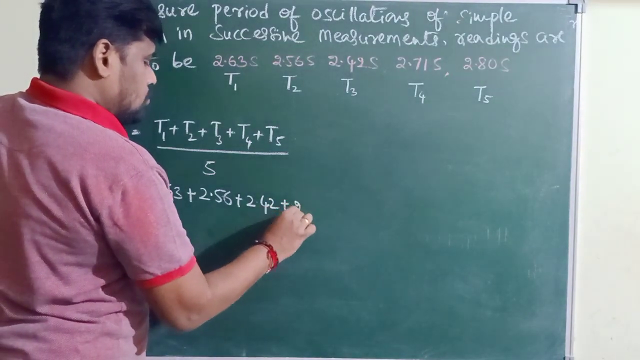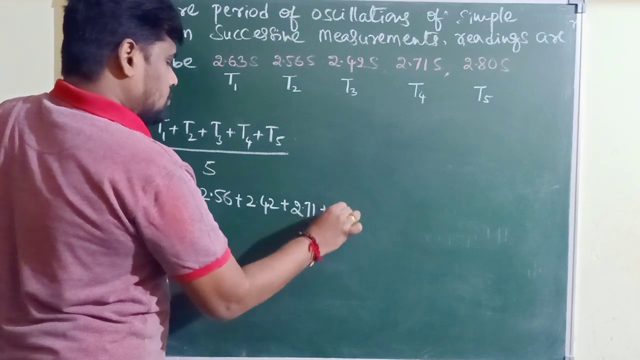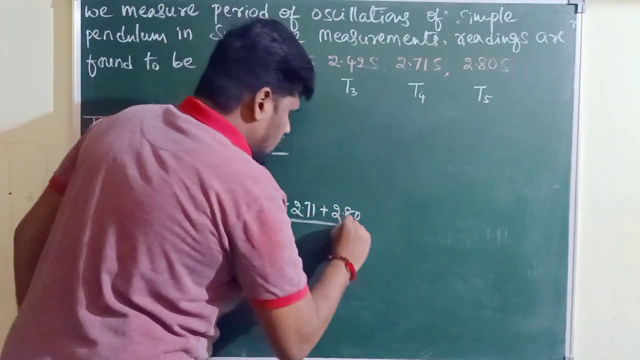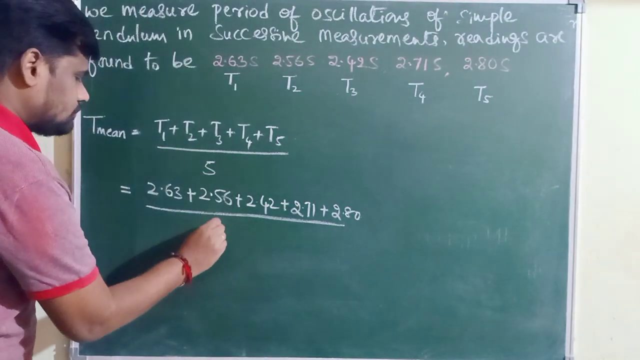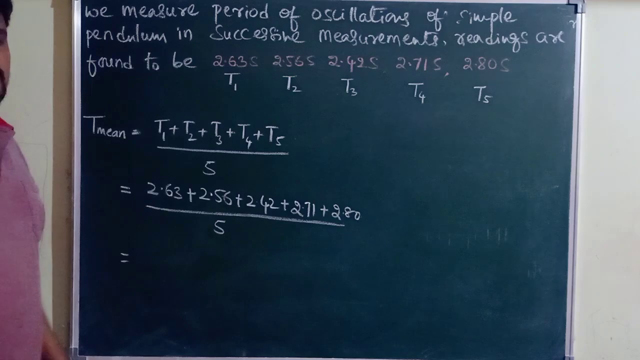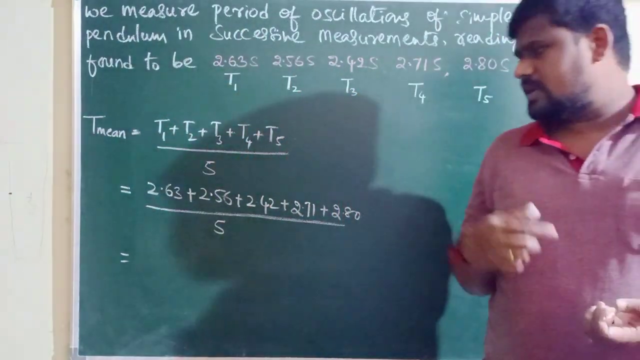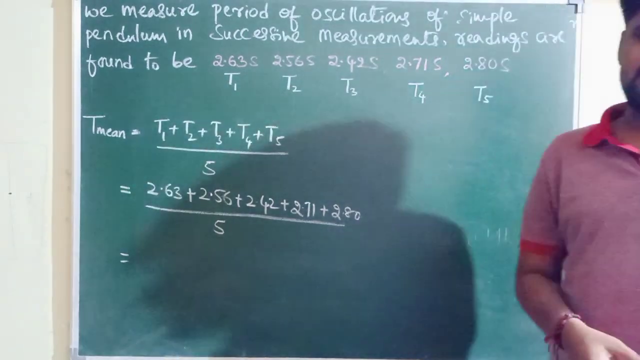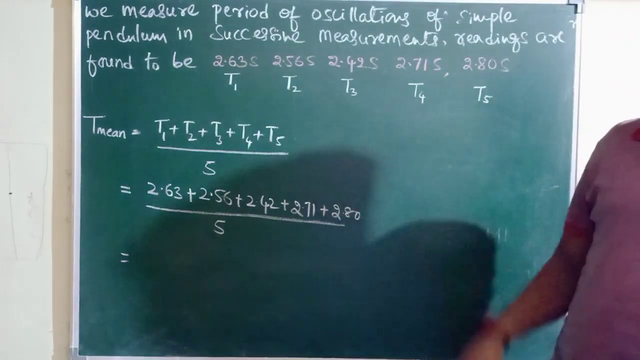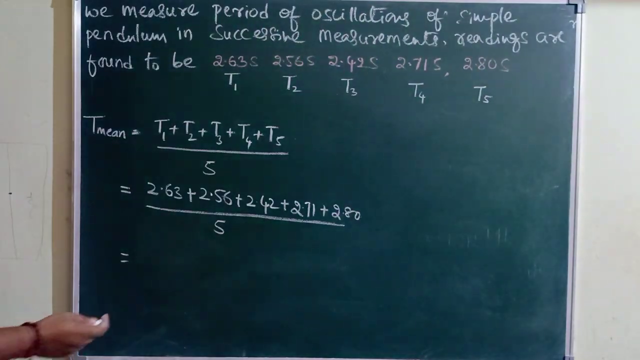Next, 2.71 plus 2.80, divided by 5. You can make use of a calculator for the simplification. For the theory examination, that is the board examination, calculators are allowed. You can simplify with the help of the calculator.